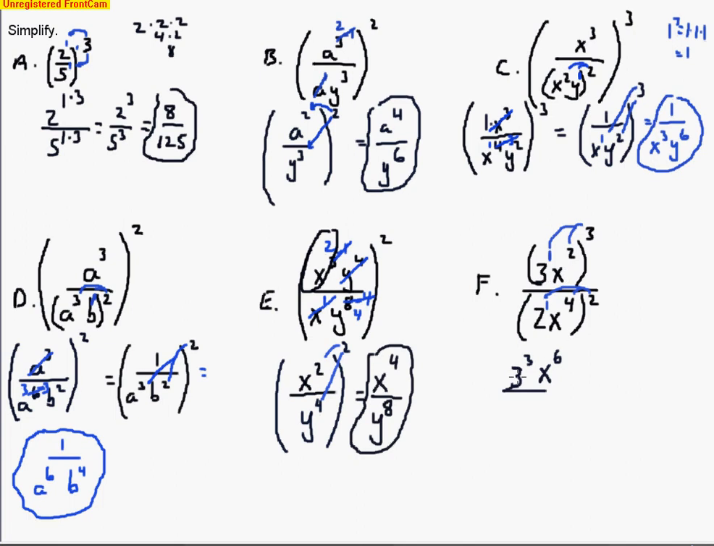Down below, I've got 2 groups of 2x to the fourth. So that's going to make 2 squared and x to the 8th power. Because again, you've got 2 groups of 2, which makes 2 squared. 2 groups of x to the fourth makes x to the fourth times x to the fourth makes x to the 8th. Now we can go ahead and reduce and multiply.